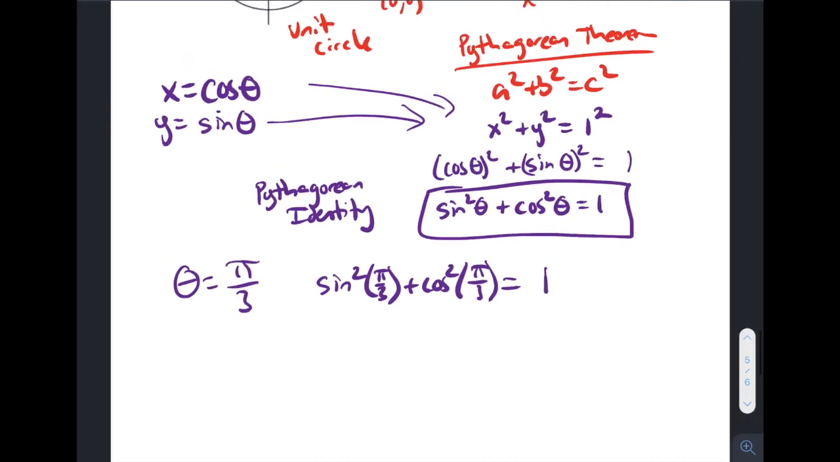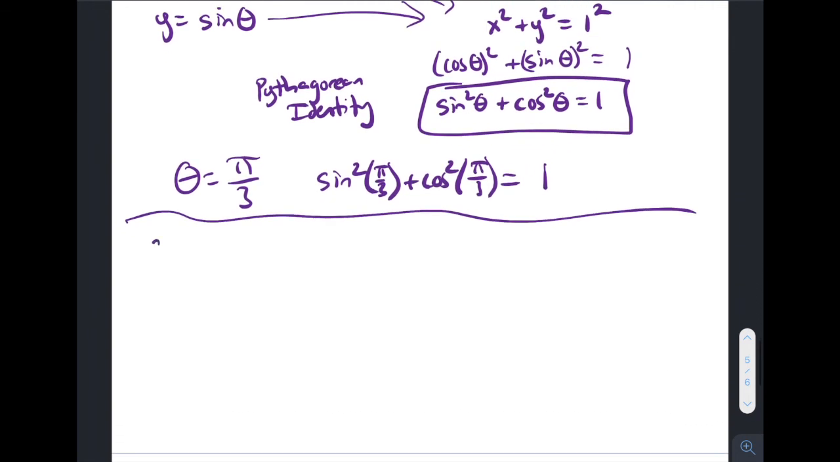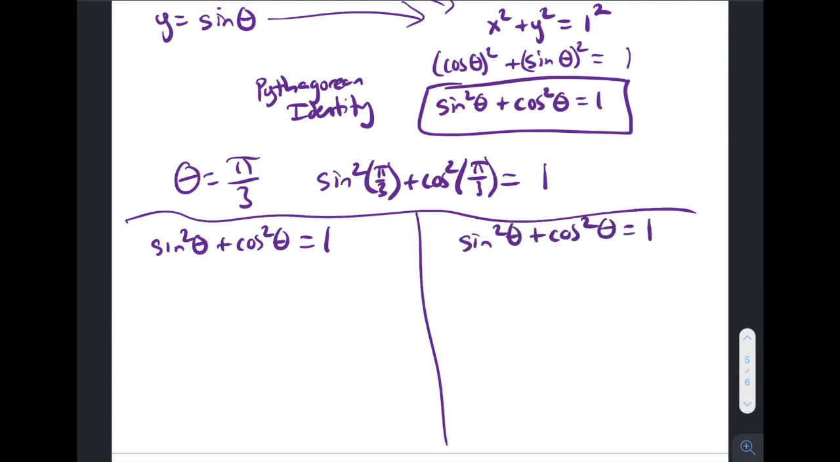There are 2 other forms of this, which we're going to quickly go into, and I'll show you where they come from. They both start off with sine squared of theta plus cosine squared of theta is equal to 1. So I'm just going to get that set up. On this first one, we're going to divide the whole equation by sine squared of theta.